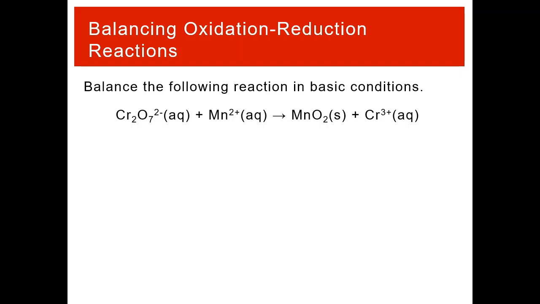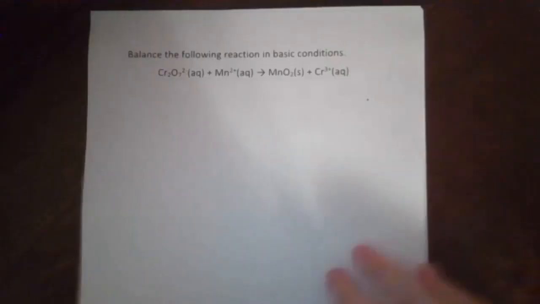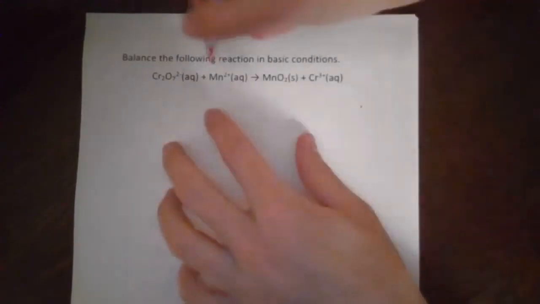We want to balance the reaction in basic conditions. I have Cr2O7 2 minus reacting with manganese 2 plus. That becomes MnO2 solid and chromium 3 plus. So dichromate reacts with manganese 2 to make manganese 4 oxide and chromium 3. All right, so now we want to do the most complicated. We're going to balance in acidic conditions. I made this one nice and particularly difficult.